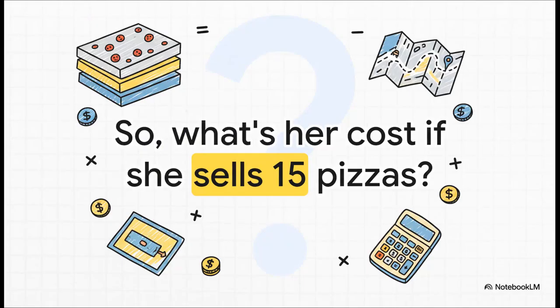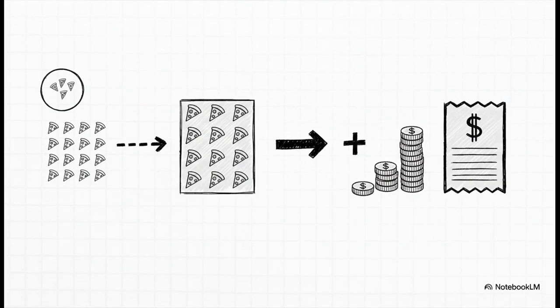Okay, so now we have our tool. Let's use it. Let's say Stella has a pretty good week, and she sells 15 pizzas. What's her total cost going to be? This is a puzzle we can now solve in like 5 seconds. It's so simple. We just take that number, 15, and pop it right into our formula where P was. So we've got $4 times 15 pizzas. That's 60 bucks. Then we add our fixed cost of $25. And boom. Her total cost for the week is $85. No guessing, no complicated spreadsheets, just a clear, simple answer.